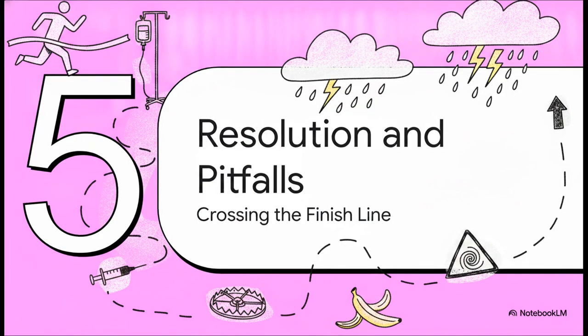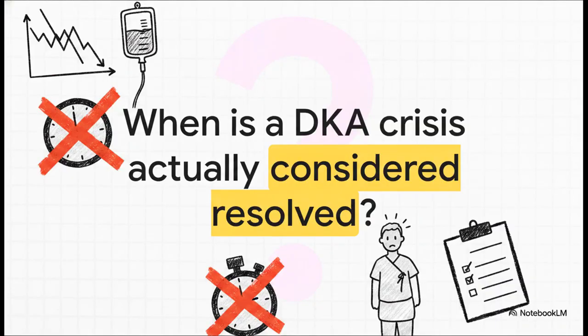Section 5. Resolution and common pitfalls. Crossing the finish line safely. Okay, so you've resuscitated the patient, but we definitely aren't out of the woods yet. Let's talk about official resolution and the critical traps you need to avoid. It is incredibly tempting to just stop when the glucose normalizes. But when is the metabolic crisis officially over?